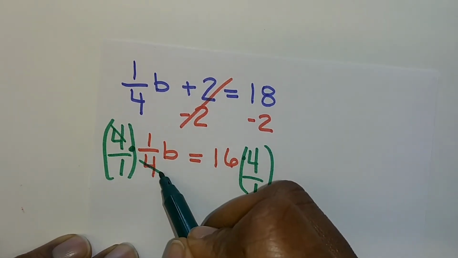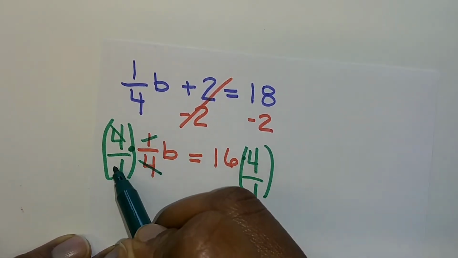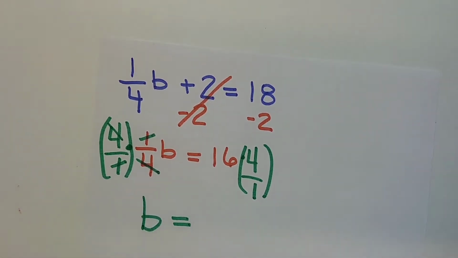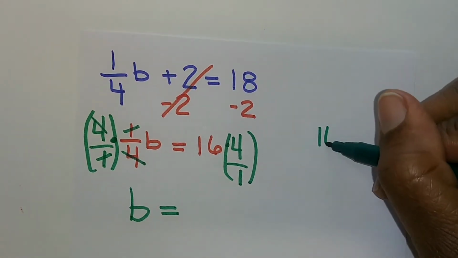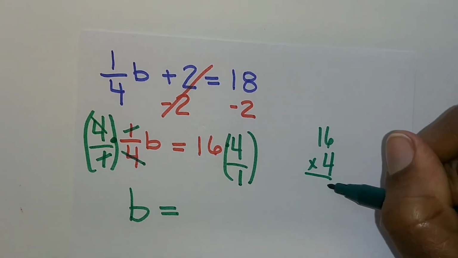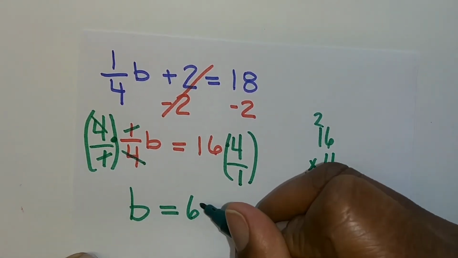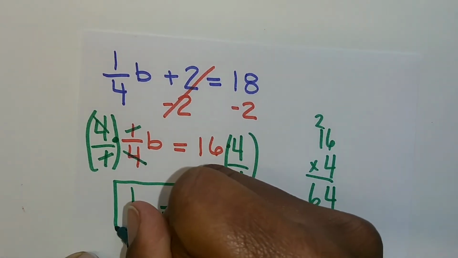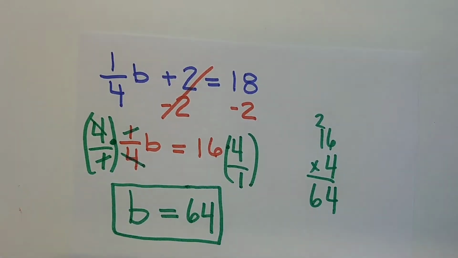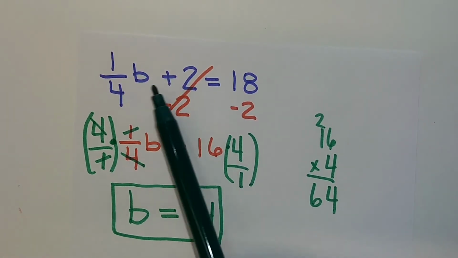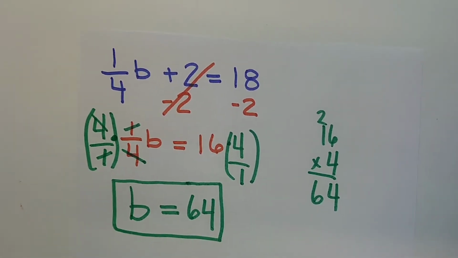4 divided by 4 is 1. 1 divided by 1 is 1. So I'm left with my variable b. It's the same as 16 times 4, which is 64. You can always check your answer by replacing the variable b with 64, and the left side should equal 18 along with the right side.